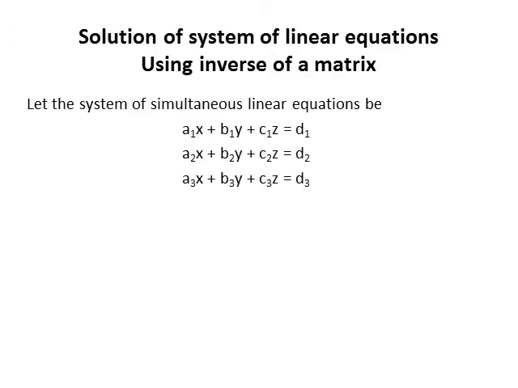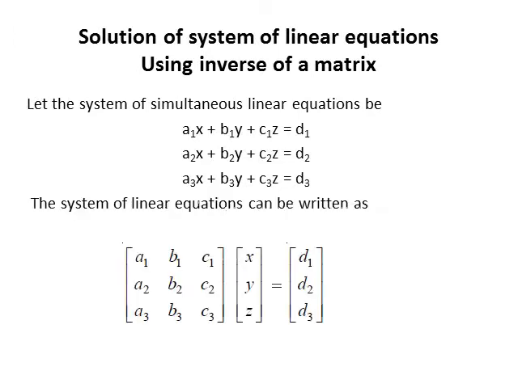Consider the system of linear equations in three variables, that is a1x plus b1y plus c1z equals to d1, a2x plus b2y plus c2z equals to d2, and a3x plus b3y plus c3z equals to d3. Now this system of linear equation can be written in the matrix form as a square matrix of order 3 in which coefficients of variables x, y and z are written column wise.